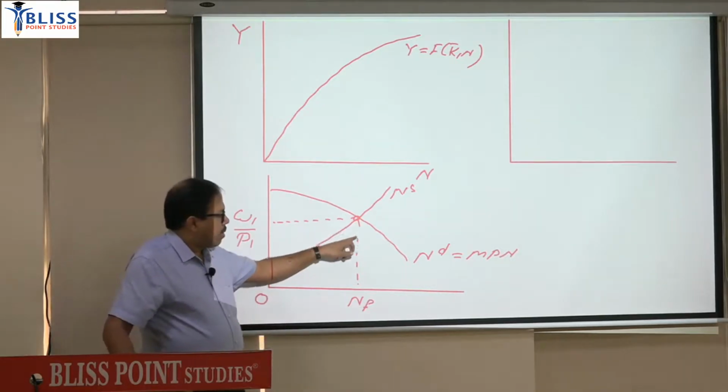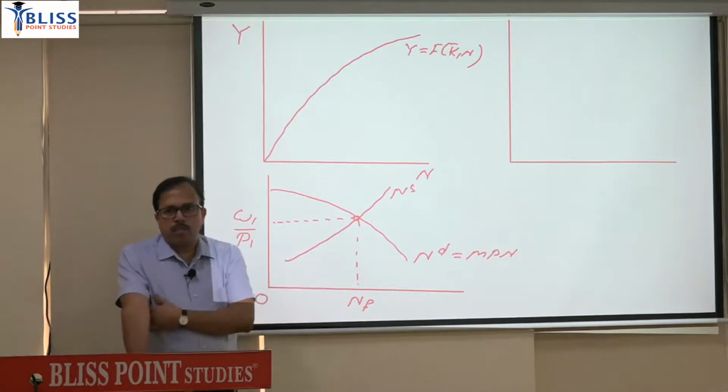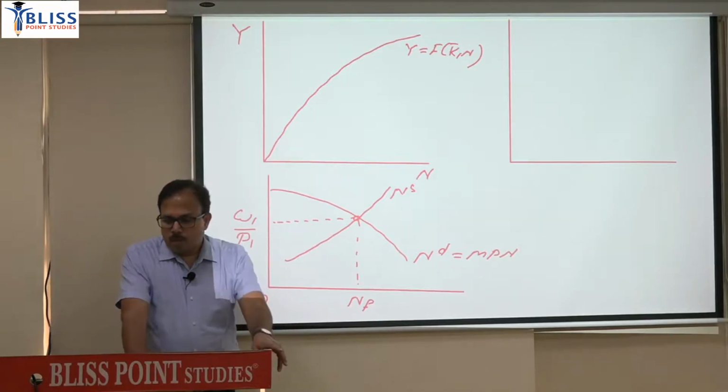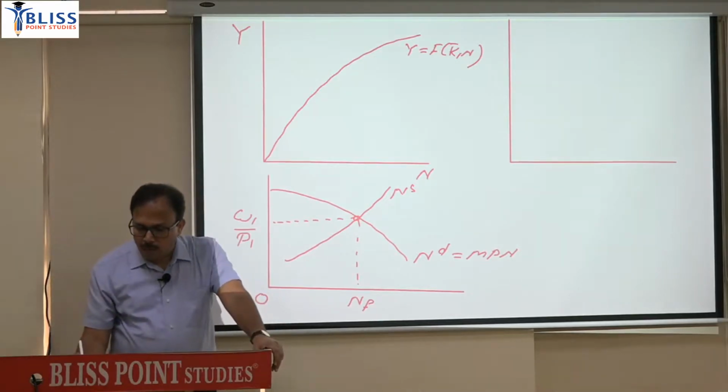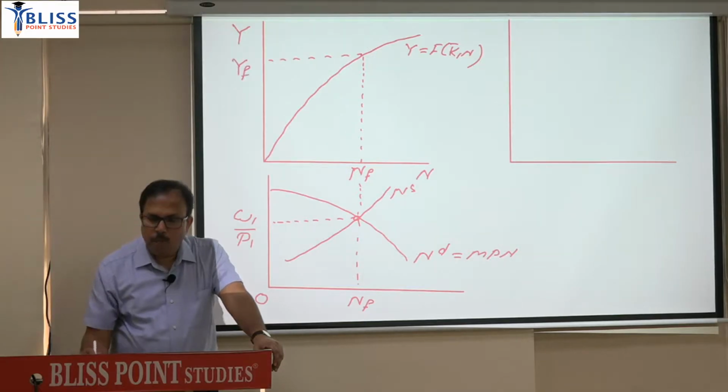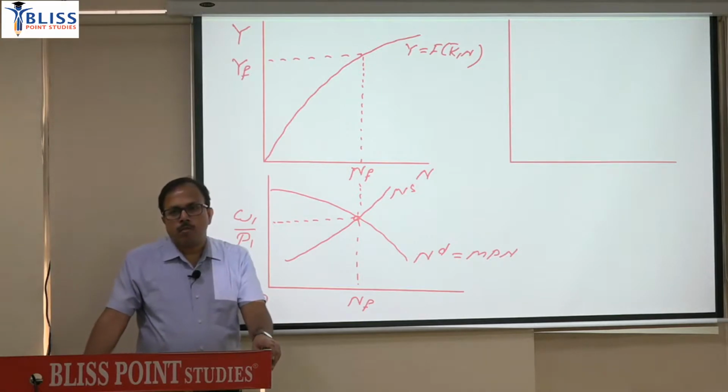Labor demand and labor supply will determine the employment. Since labor demand is equal to labor supply, that employment is called full employment of labor. That full employment labor will produce how much output? That will be marked from the production function. So from the production function draw the output. This is YF, the full employment output.